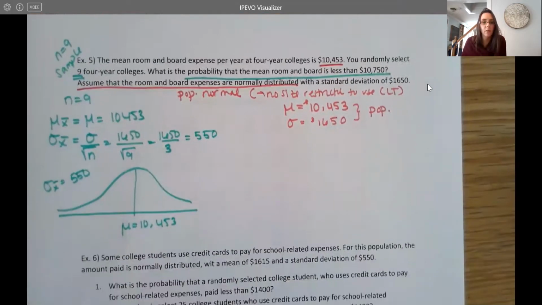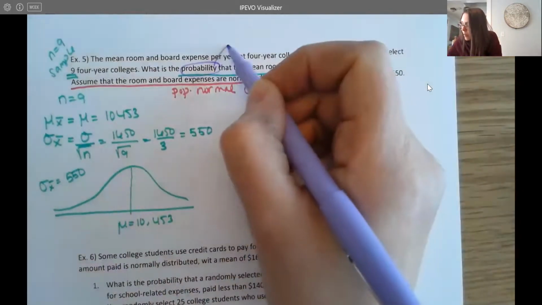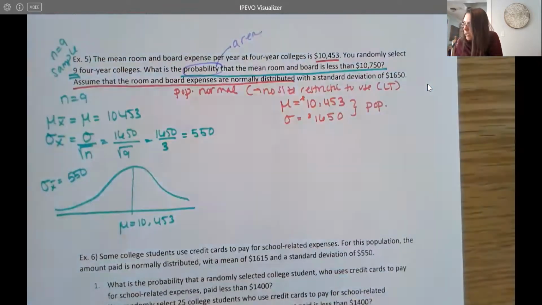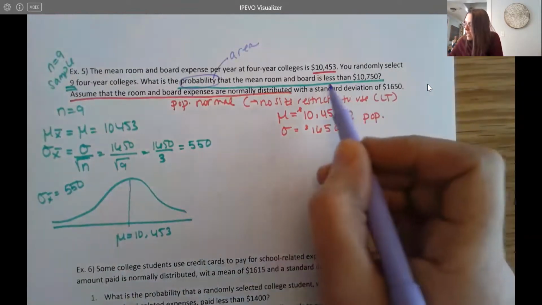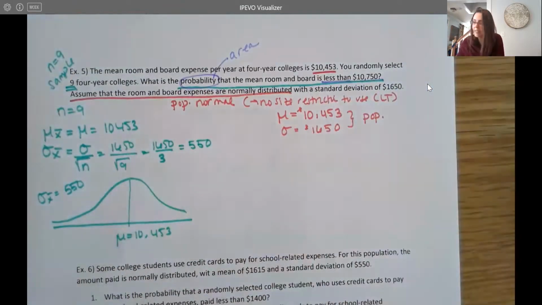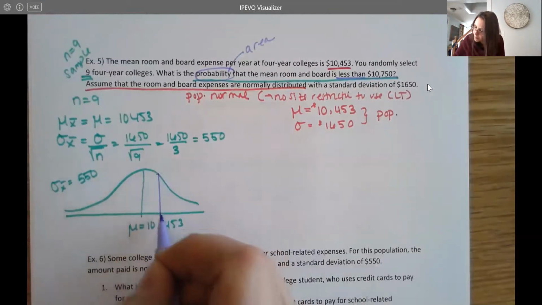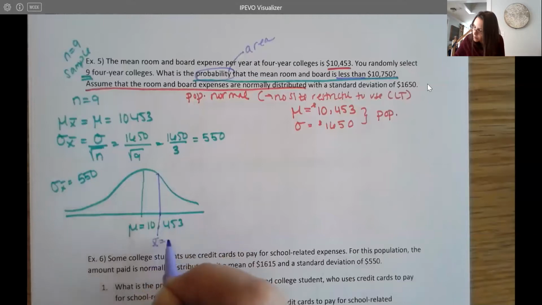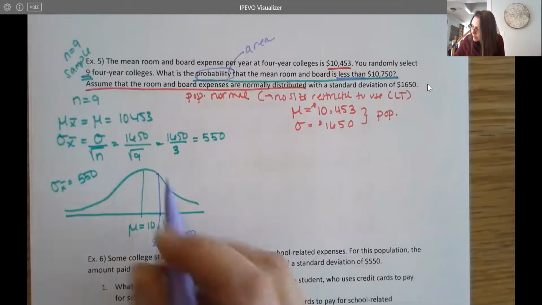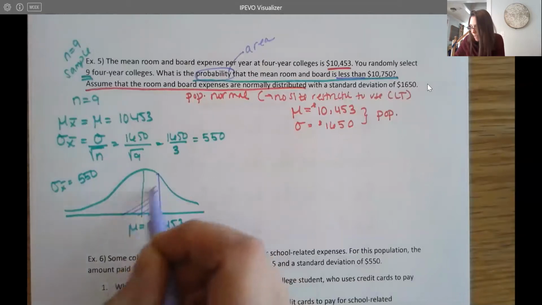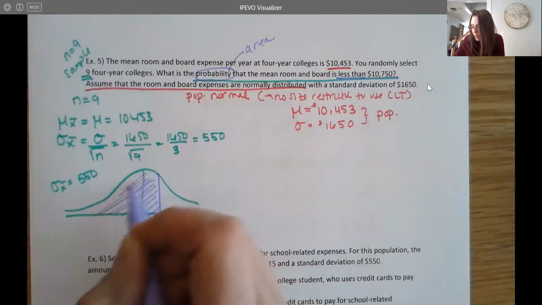All right, so just making my little notes here. The question is asking us to find the probability, and again, probability is the same thing as area, that the mean room and board is less than 10,750. So 10,750 is on this side, right? So it's going to be maybe like right here. So that's going to be x is equal to 10,750. And we want less than. So this is the area that we're looking for.